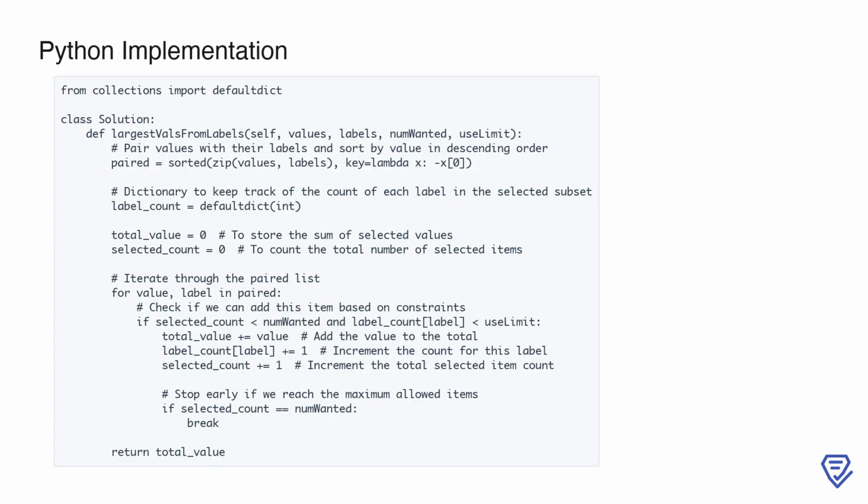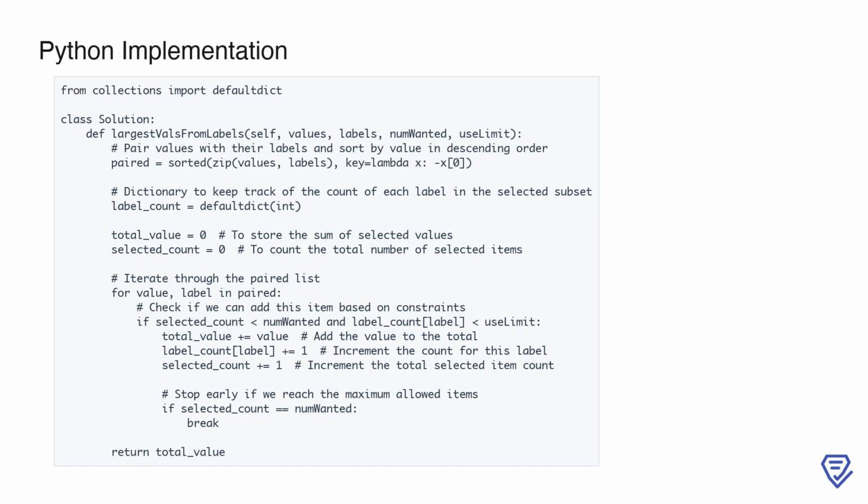This Python solution for LeetCode problem number 1090, largest values from labels, begins by pairing values with labels and sorting these pairs in descending order of values. This ensures that the highest value items are considered first. A dictionary, label_count, is used to track how many times each label appears in the selected subset. The total_value variable accumulates the sum of selected values, while selected_count tracks how many items have been chosen so far. The function iterates through the sorted list of value label pairs.